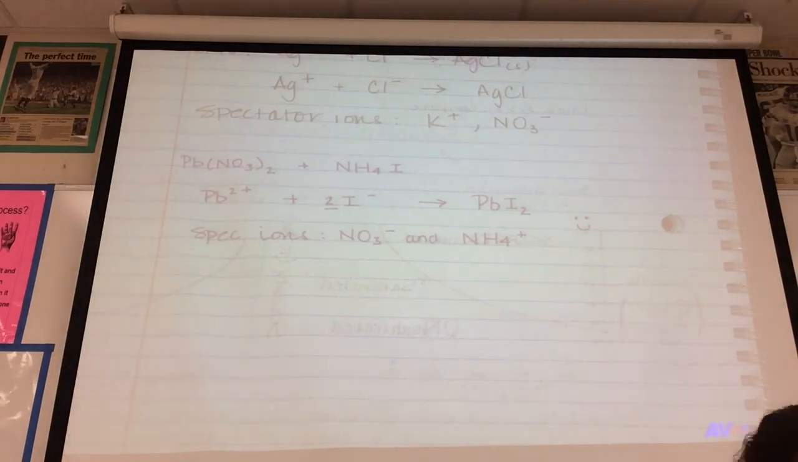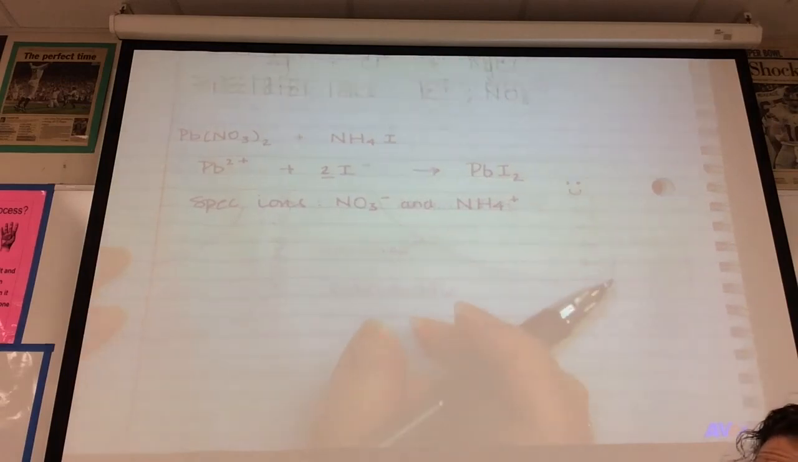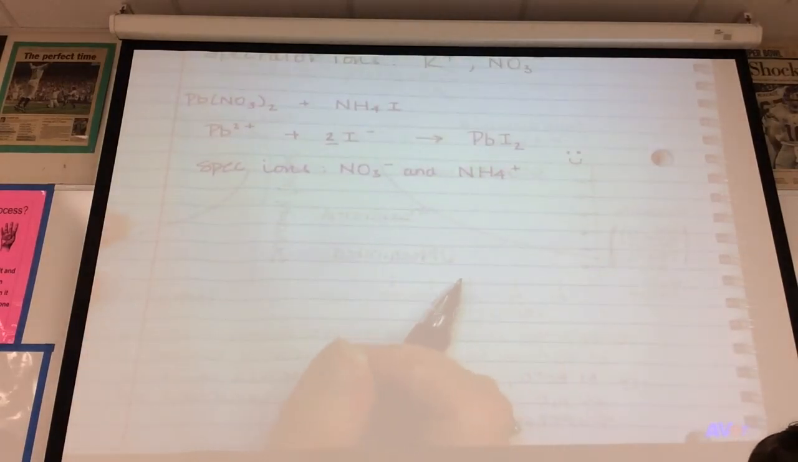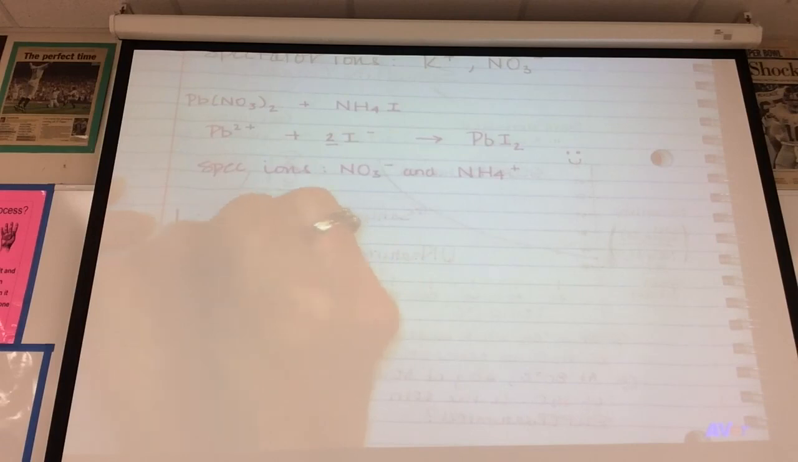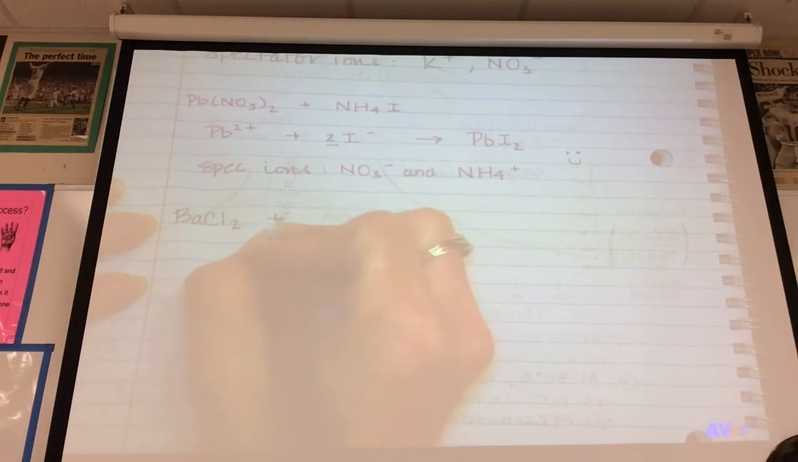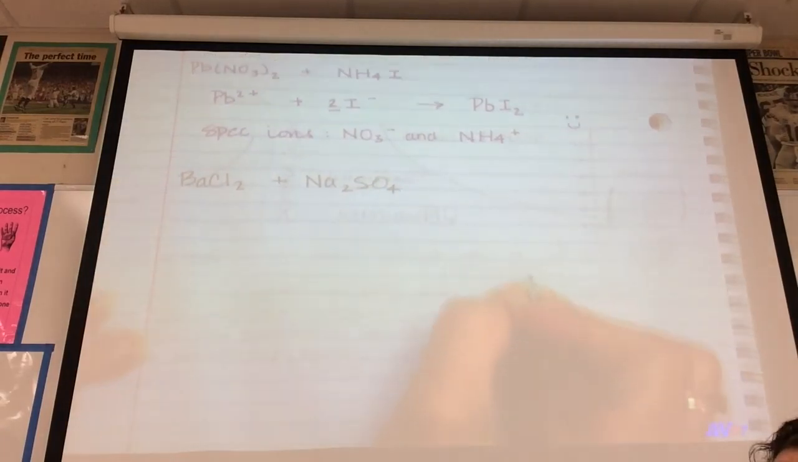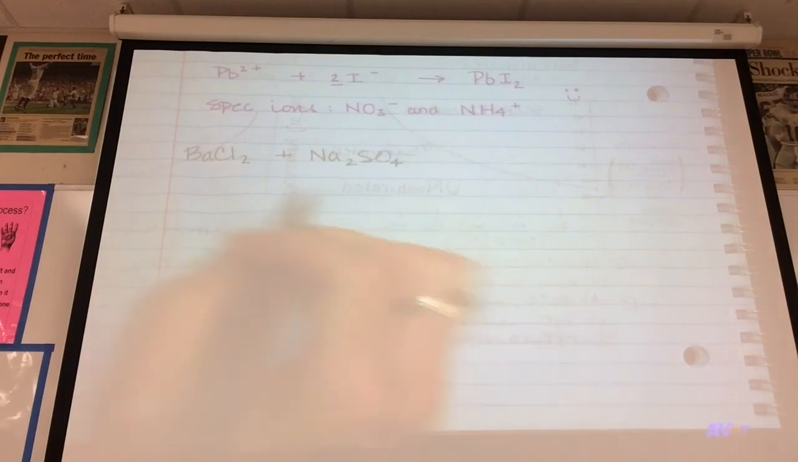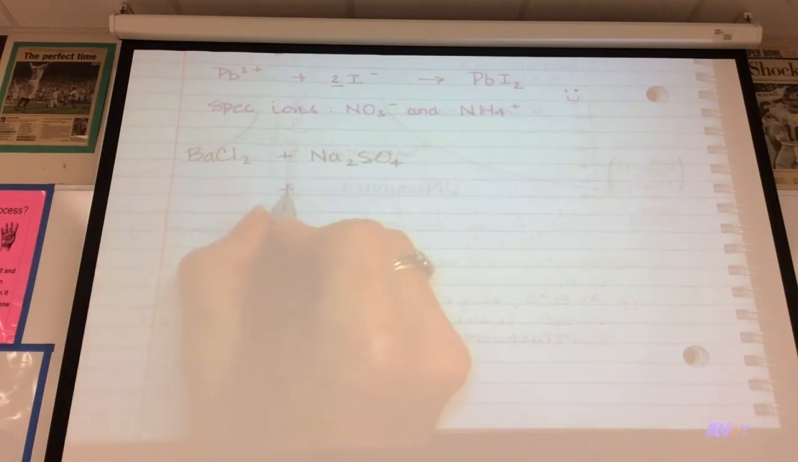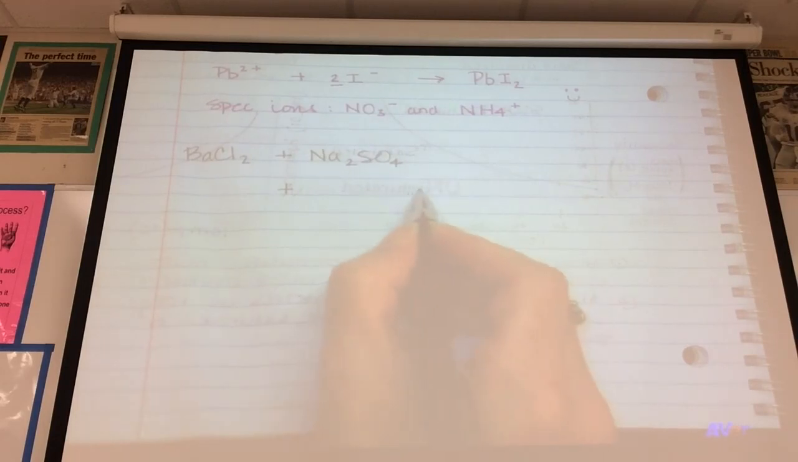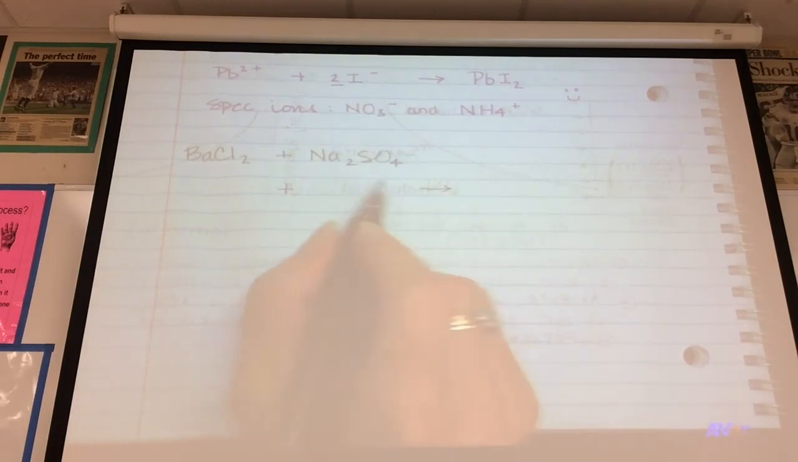Let's try another one. It says barium chloride reacts with sodium sulfate. Now you might not be sure what you're going after in the first reactant because it's not going to be obvious to you right away. But if you look at the second reactant, what ion must you be going after?